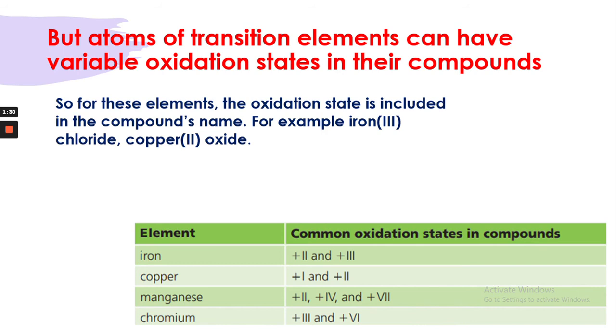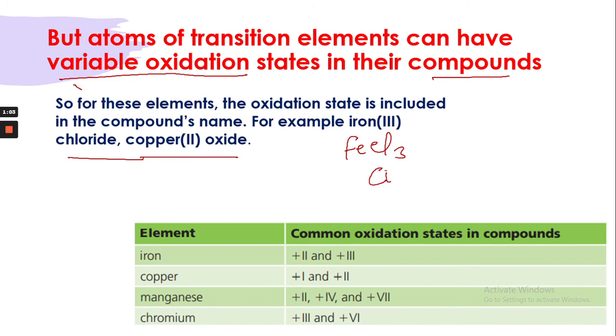But atoms of transition elements can have variable oxidation states. Their oxidation states can vary in their compounds. So, for these elements, the oxidation state is included in the compound's name. For example, iron 3 chloride and copper 2 oxide. Here, in iron 3 chloride the oxidation state is 3, and in copper 2 oxide the oxidation state will be 2.